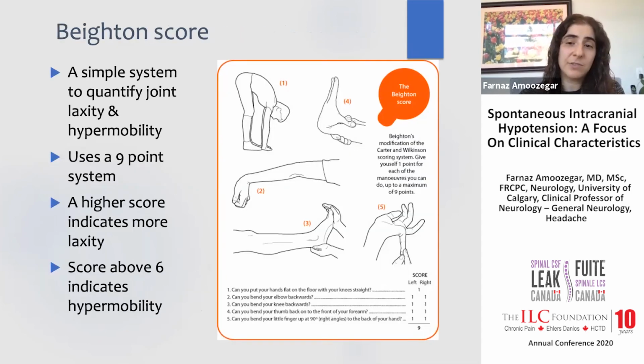And then this is the Beighton score that I was referring to. It's basically a simple system to quantify joint laxity and hypermobility. It uses a 9-point scale to try and quantify that. Basically, the higher the score, the more lax the joint is, and scores above 6 are considered to be in the hypermobile range. As you can see, there are different maneuvers shown. So it's a quick, simple way that can be done in a clinic setting to assess whether a patient has laxity or hypermobility.